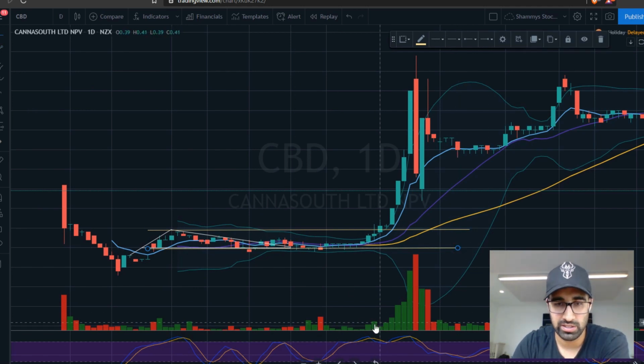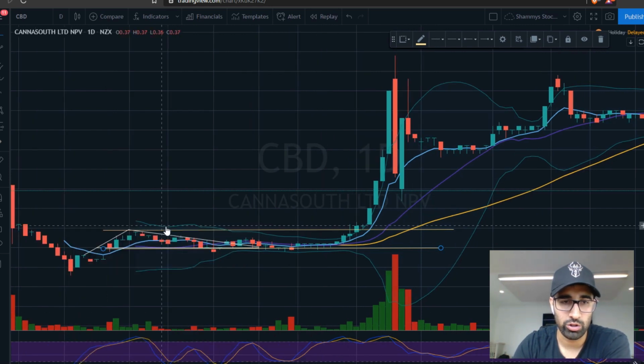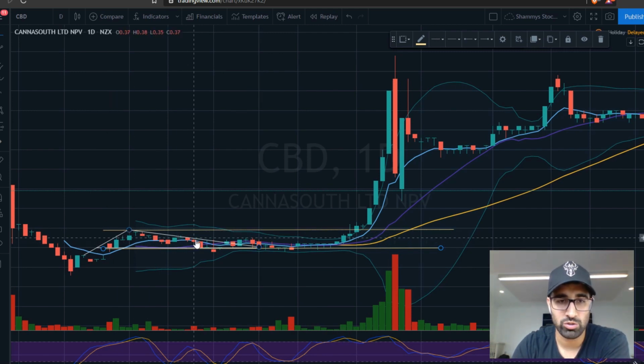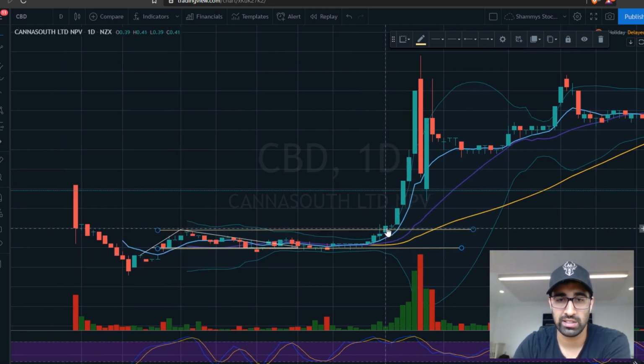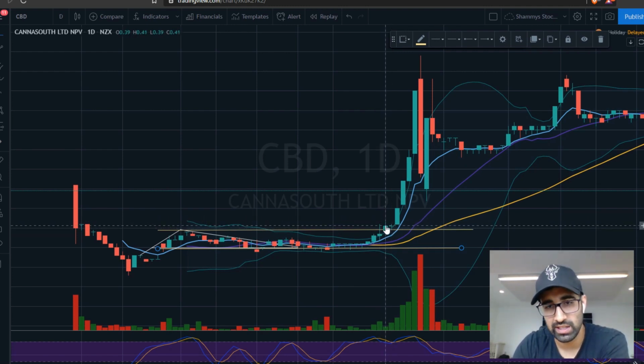All of a sudden we start to see some volume coming in, and it broke that resistance of 40 cents. Because it's traded in the range, what normally happens is there'll be lots of resistance at 40 cents and lots of support at 35 cents. So when the sellers dried up at 40 cents and the selling was very minimal, the price started to go higher in the direction we wanted.